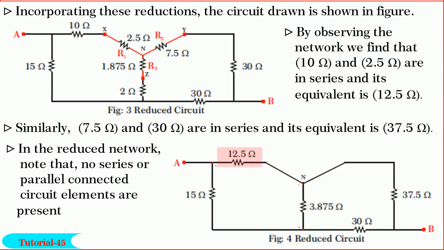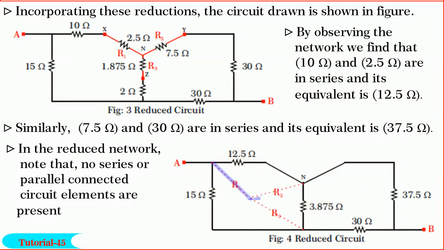Similarly, 12.5 ohm, 3.875 ohm and 37.5 ohm are in star, and 3.875 ohm, 37.5 ohm and 30 ohm are in delta. We can choose any one network to convert. I prefer to select 15 ohm, 12.5 ohm and 3.875 ohm delta network to transform it into star.